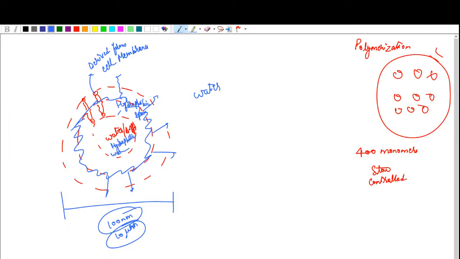And so those are also very nice in that respect, that they're very compatible. The body has seen them throughout, and they can be used very nicely.